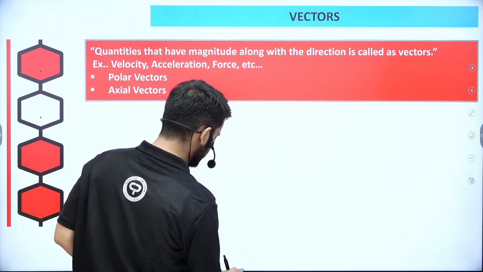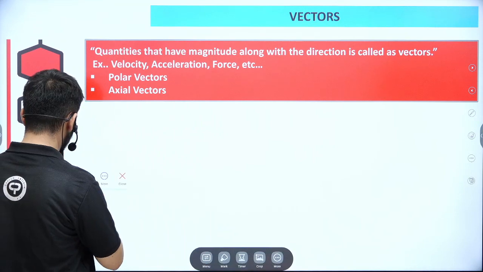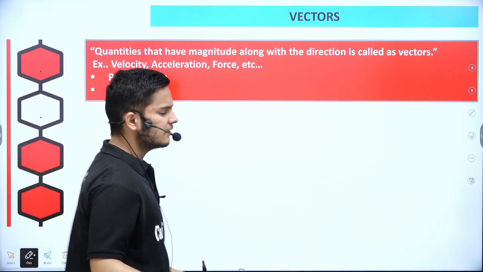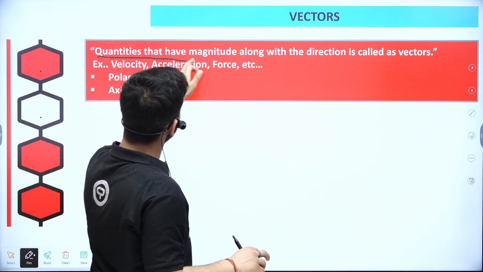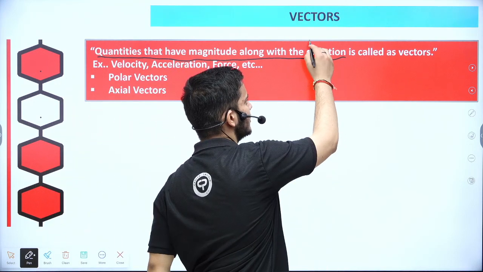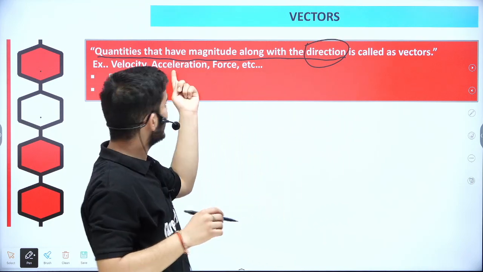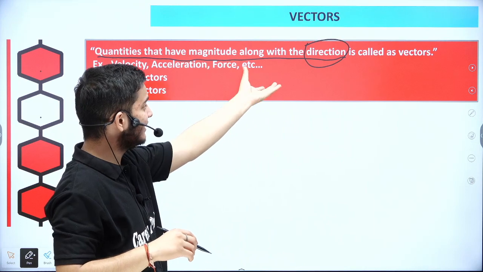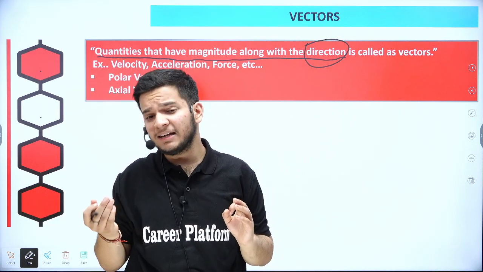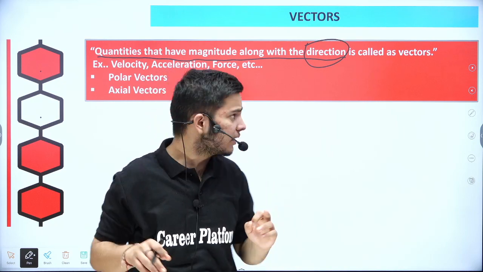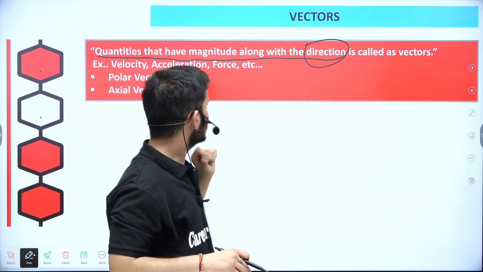Okay, so let's move ahead. Let's come to the main topic, which is vectors. Scalars are those that have magnitude only. So what are vectors? Quantities that have magnitude along with direction. Direction is one of the most important factors here. The direction is also defined here. There is no particular value without any direction. So quantities that have magnitude along with direction are called vectors.